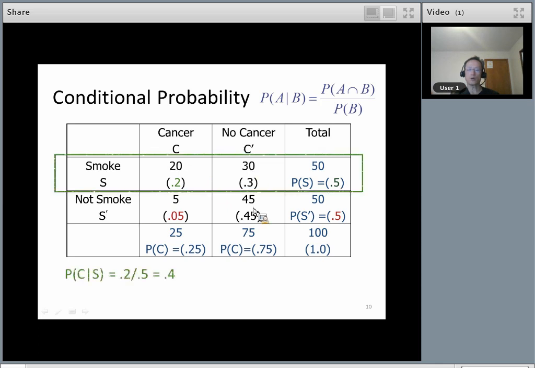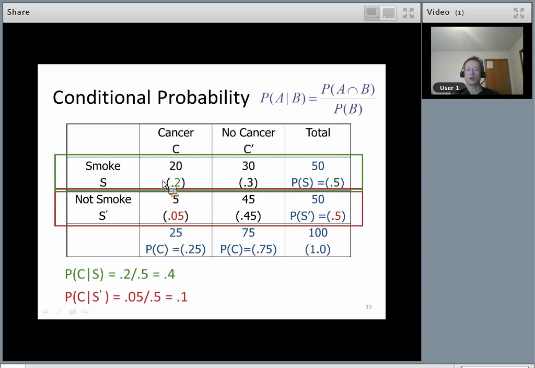We can also find these conditional probabilities. The conditional probability of cancer given smoker is this 20% out of this 50% in the overall data, so that's 0.2 over 0.5. The conditional probability of cancer given non-smoker is 0.05 over 0.5. So we get the same numbers. The difference between this example and the previous one is that this one used relative frequency and the earlier one used frequency. The ratio of these two is 0.4 over 0.1, so that's 4. That's the relative risk.